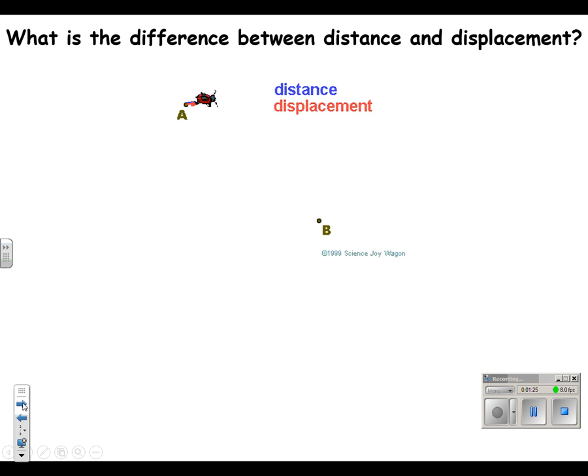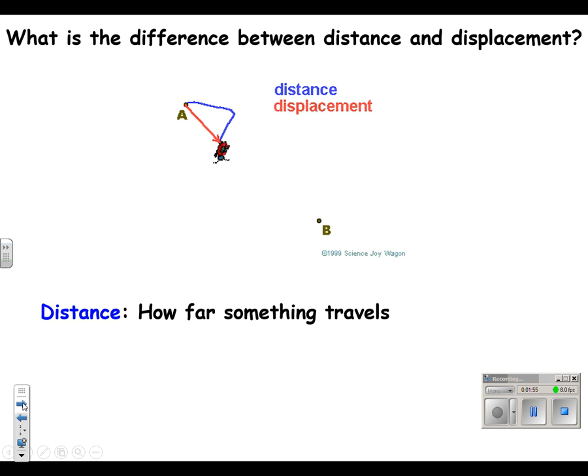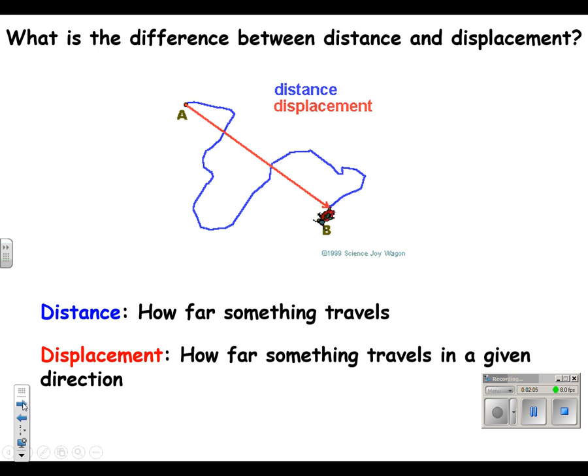Now, distance and displacement. I'm going to use my little ladybug here to do a visual of the difference. You'll notice that the distance is in blue and the displacement is in red. The blue is tracking every single step the ladybug takes, but the red only goes from the very beginning to where the ladybug is at that position. So it's just a straight line from A to B by the time we're done. Distance is just how far something travels, every step it takes, and it's just a value. Whereas displacement is how far something travels in a given direction. So from the beginning to the end, how much did it move?